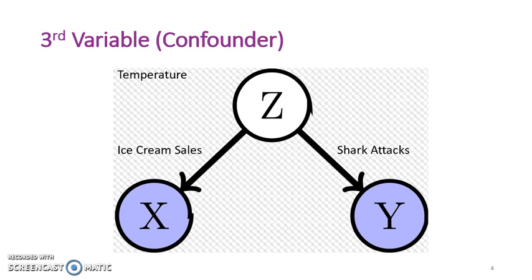When a third variable is present, Z, that causes or is associated with X and Y, then X and Y may appear to be related when Z isn't controlled, even when they are not associated in reality. In the ice cream example, summer is Z, the third variable or confounder. That is temperature. X would be ice cream sales, and Y would be shark attacks.